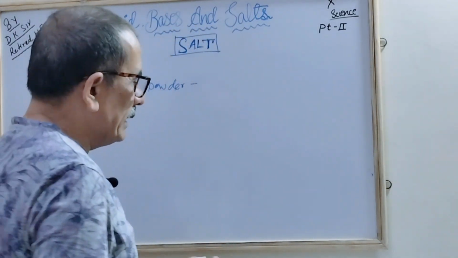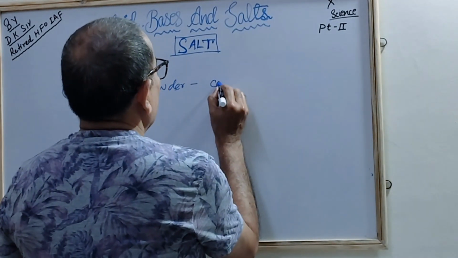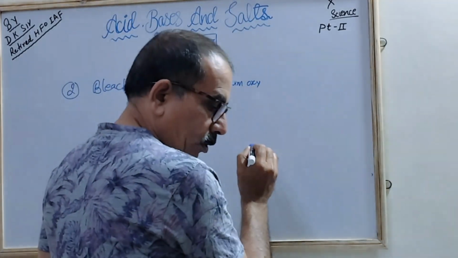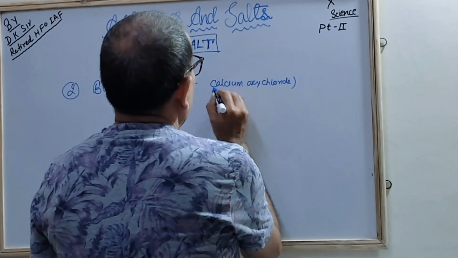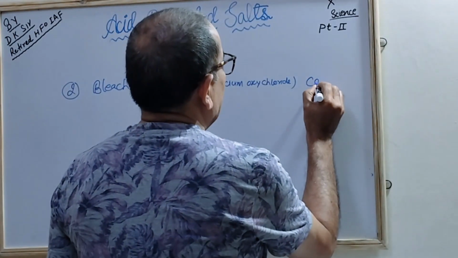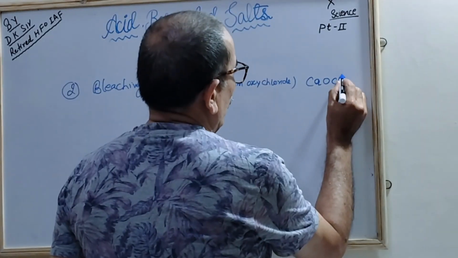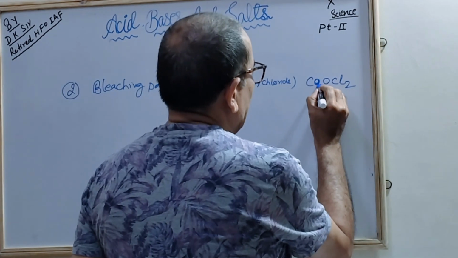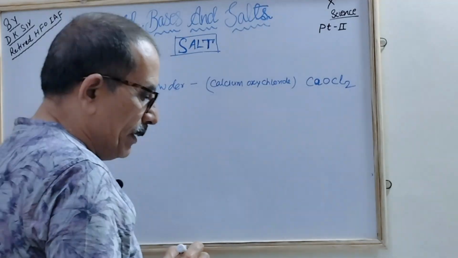So what is bleaching powder? The bleaching powder is calcium oxychloride. You know calcium is Ca. Oxy means oxygen, correct? And the chloride is Cl, so we will write Cl2. So CaOCl2. This is called calcium oxychloride. The commercial name is bleaching powder.